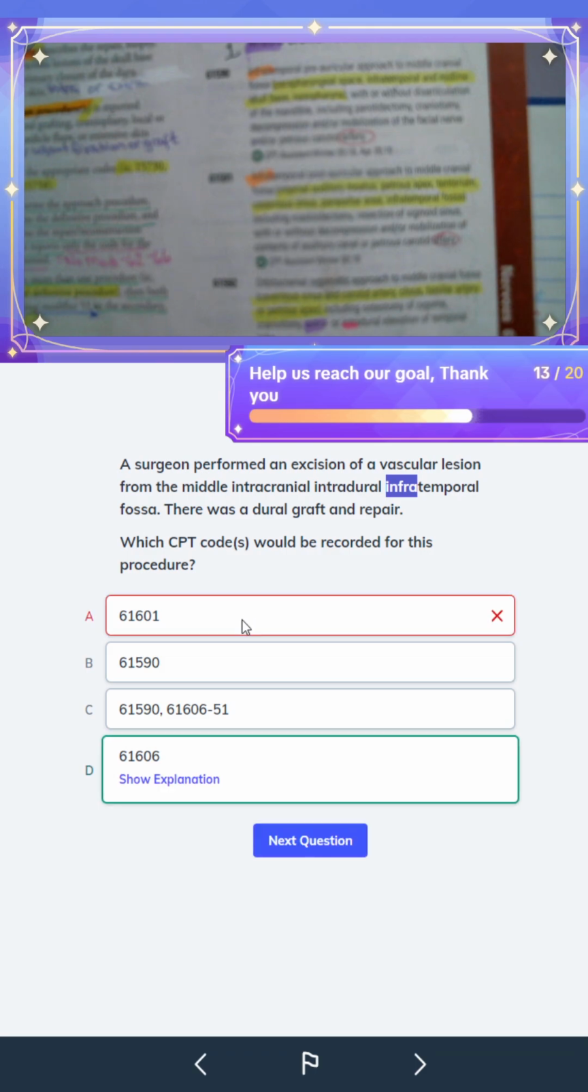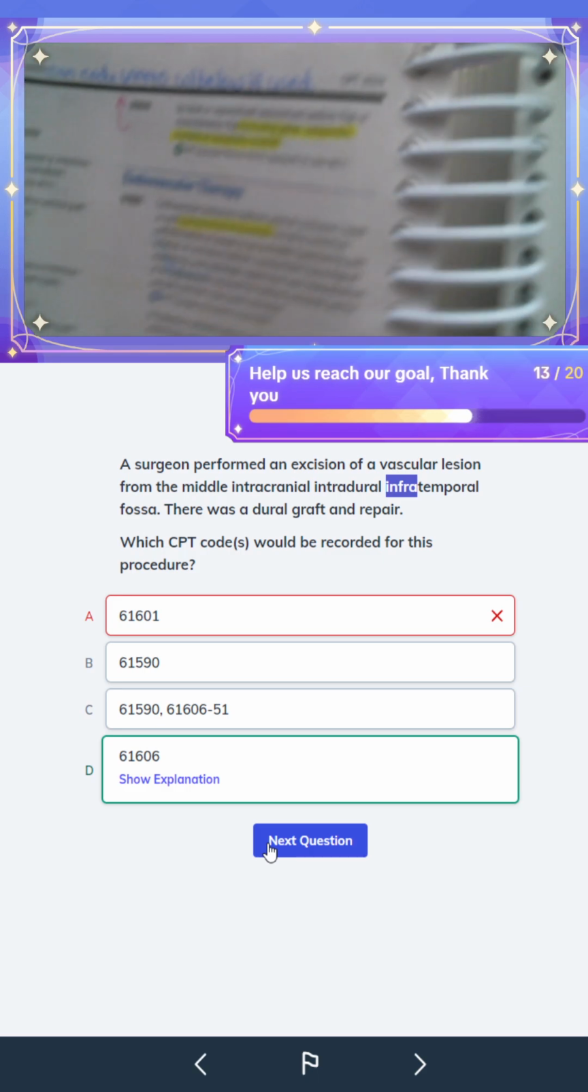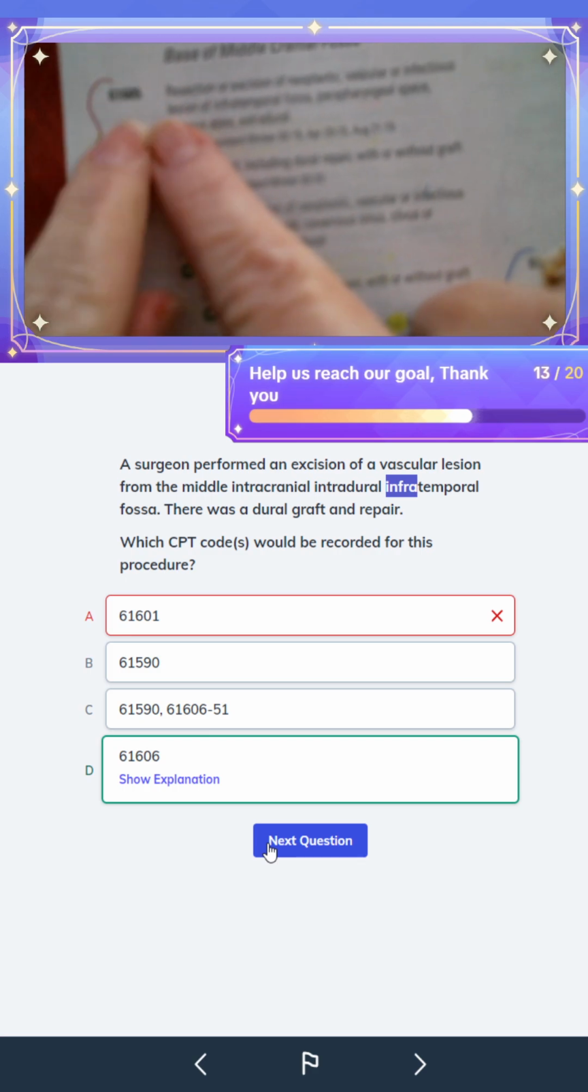A? It is D, guys. D. 61606. Let's go look at that code real quick and see what they said. If you look at your mama code, you would have had to have looked at 05.